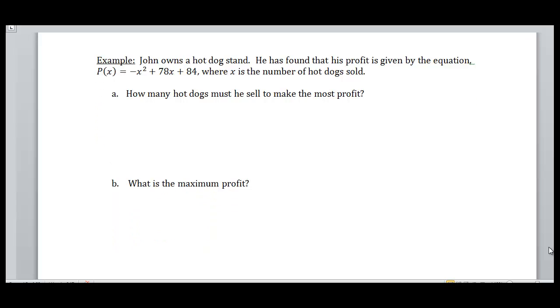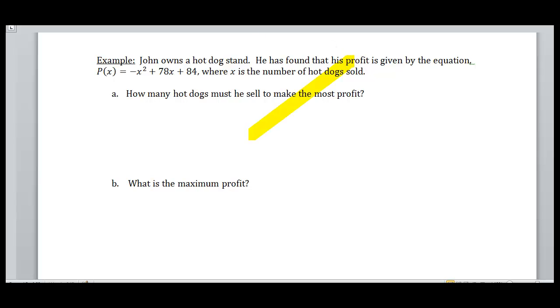Okay. It says that John owns a hot dog stand. He has found that his profit is given by the equation P of x equals negative x squared plus 78x plus 84, where x is the number of hot dogs. It says, how many hot dogs must he sell to make the most profit? All right. So when I see an example like this, I have to make sure that I know what everything means. So again, it says that the profit is given by the equation, right?